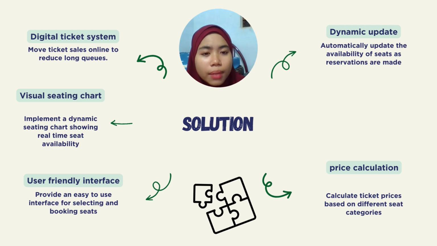And solution number four is dynamic update, which automatically updates the availability of the seats as reservations are made by the user. And the last one is price calculation. The price calculation calculates the ticket price based on the different seat categories that the user chooses.